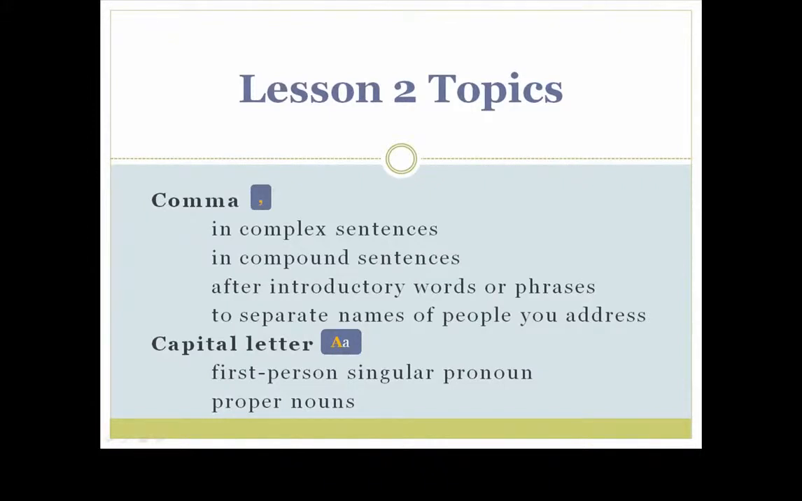In this lesson, we'll talk about how a comma is used in complex sentences, in compound sentences, after introductory words or phrases, and to separate names of people you address. It may sound like a lot, but we'll take it one step at a time. Also, we'll review how we use a capital letter for the first person singular pronoun and for proper nouns.